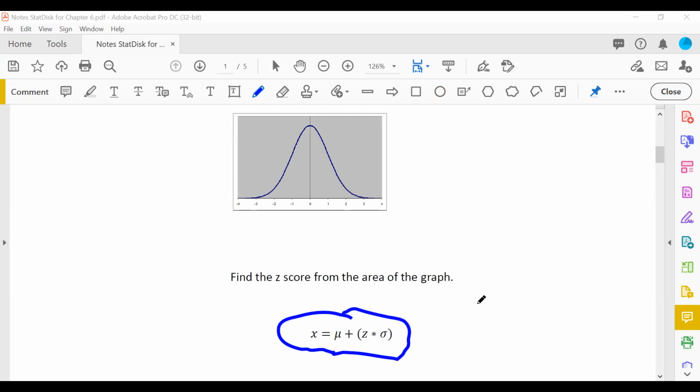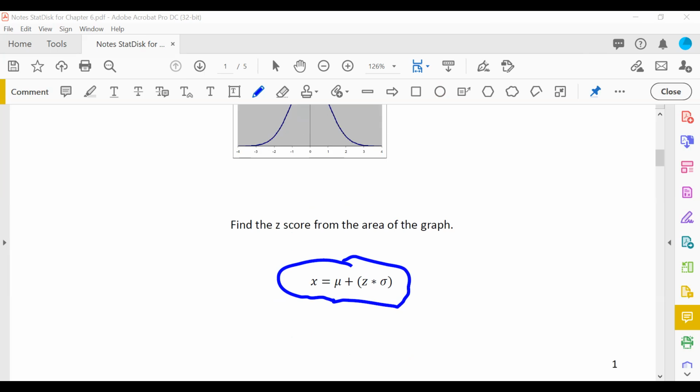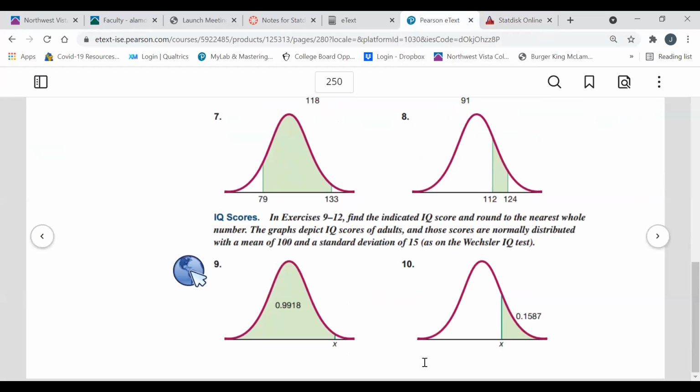All right, so let's look at number nine. You're going to do this one differently. Notice on this one, you're not given the values below on the scale. On the bottom scale, you're given an area, which indicates that you're going to be utilizing that second box on StatDisk. Remember that second box? Well, we're going to be using that box.